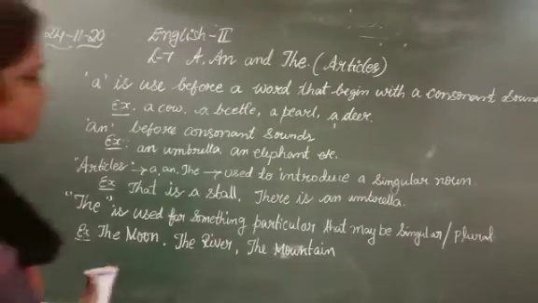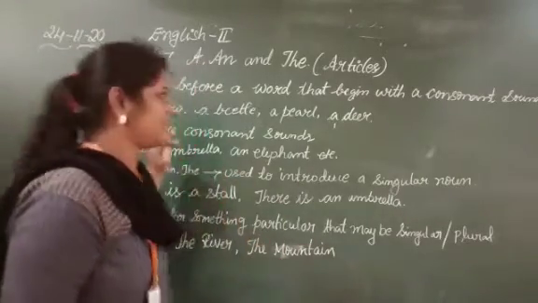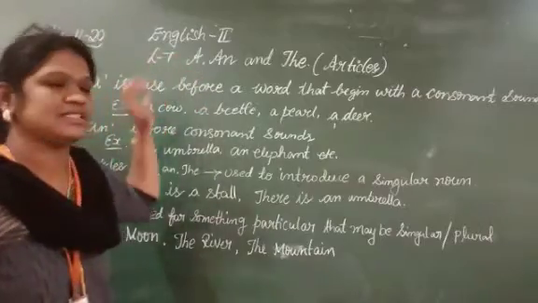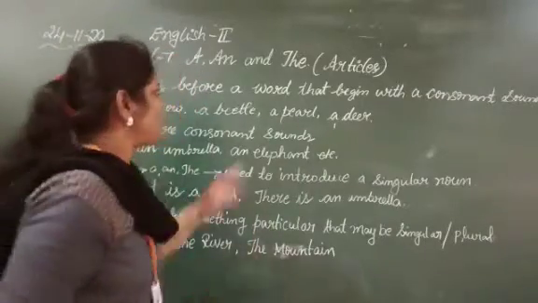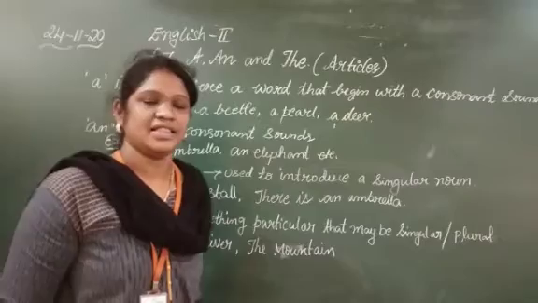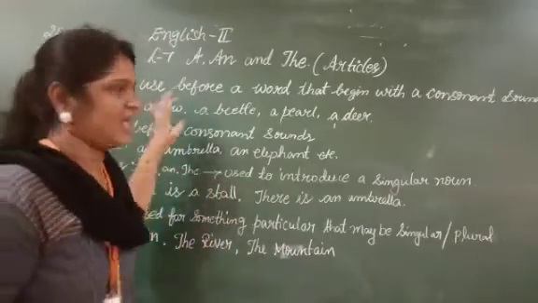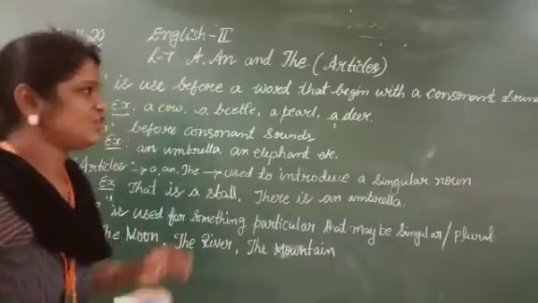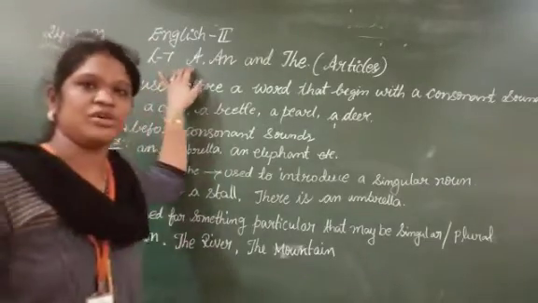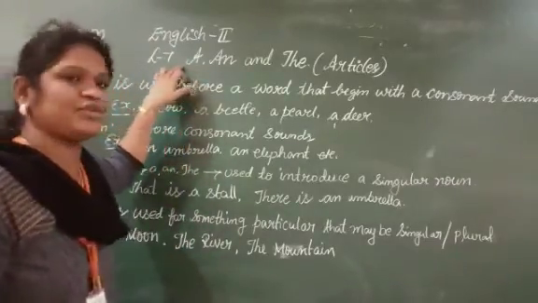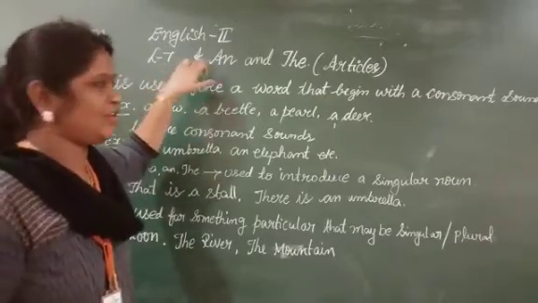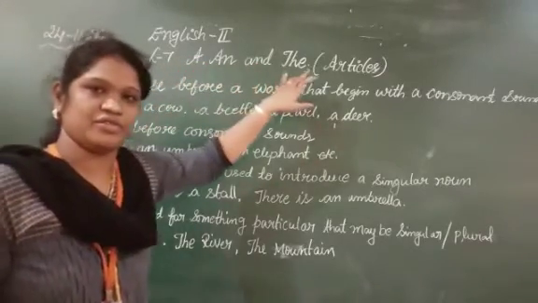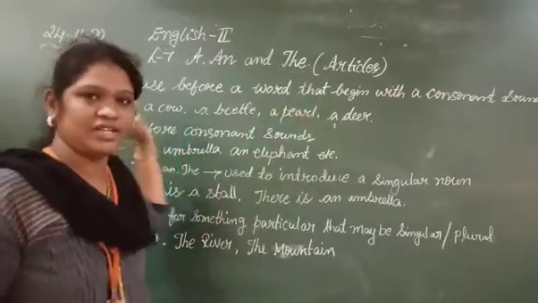Hello children, today I am going to teach you English grammar lesson 7: a and the. These are the articles. A and the are the articles. You already know where you have to use a, where you have to use an, and where you have to use the. You already know, right children?